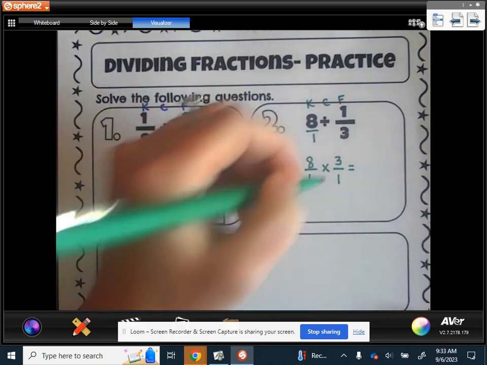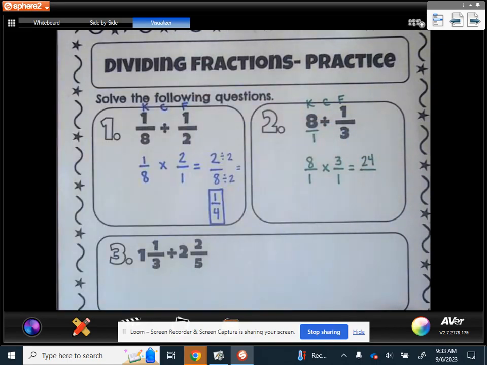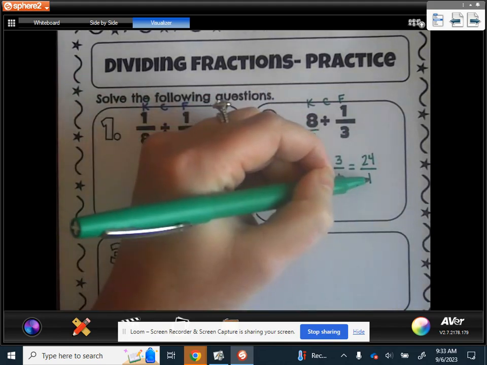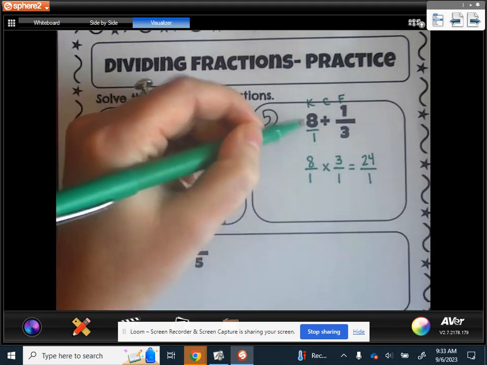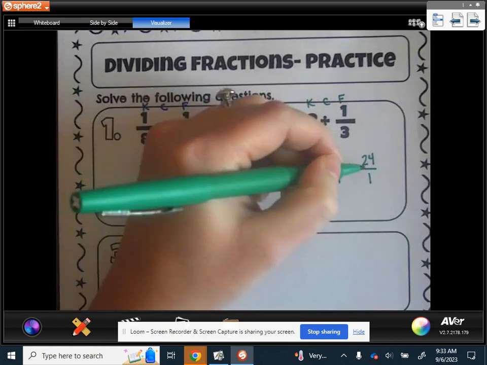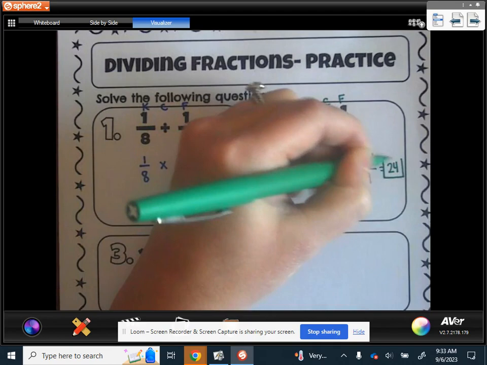We multiply our numerators. 8 times 3 is 24. We multiply our denominators. 1 times 1 is 1. So 24/1, that's an improper fraction because the top number, the numerator, is bigger than the bottom number, the denominator. So anytime we have a 1 in the denominator, if we remember from up here, that's just a whole number. So 24/1 is just 24. But you can also remember that this means division. So 24 divided by 1 is just 24. So we're going to write our answer as 24.